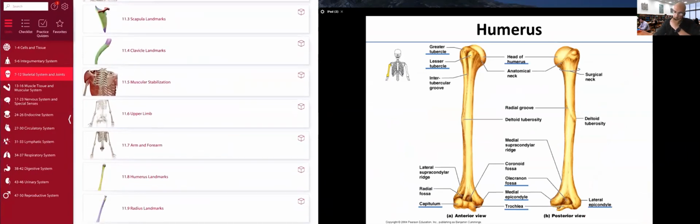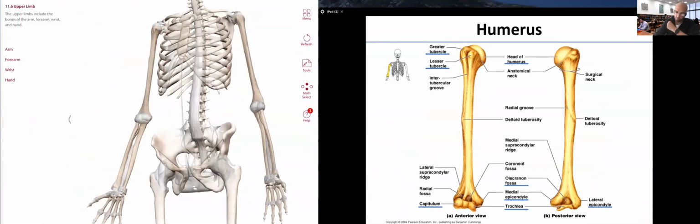All right, so moving on to the bones of the upper limb.